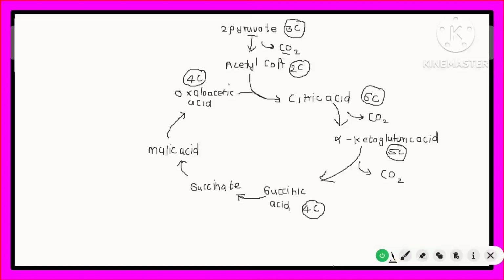So the basic trick to remember these steps in the citric acid cycle is PACK SUSU MO, in which P stands for pyruvate, A stands for acetyl CoA, C stands for citric acid, K stands for ketoglutaric acid, the first SU stands for succinic acid, the second SU stands for succinate, M stands for malic acid, and O stands for oxaloacetic acid. So this is the basic trick to remember the basic steps.